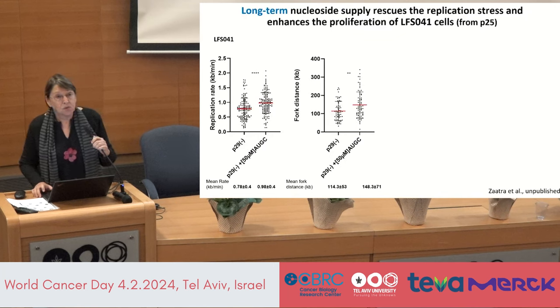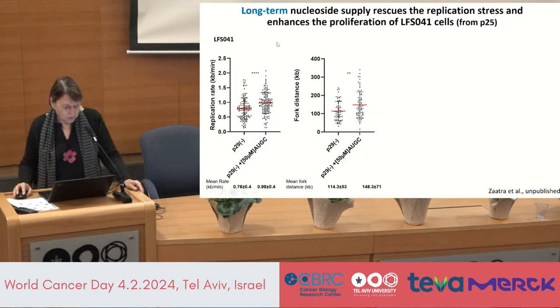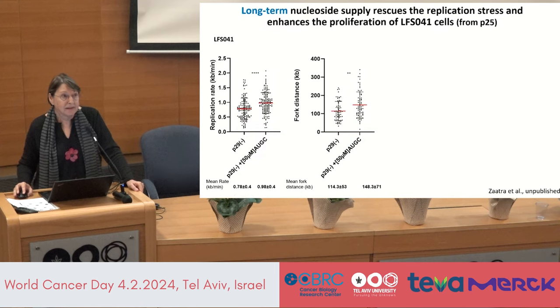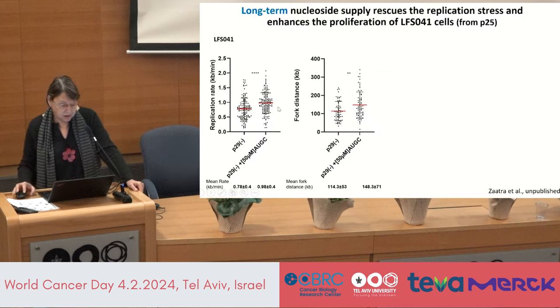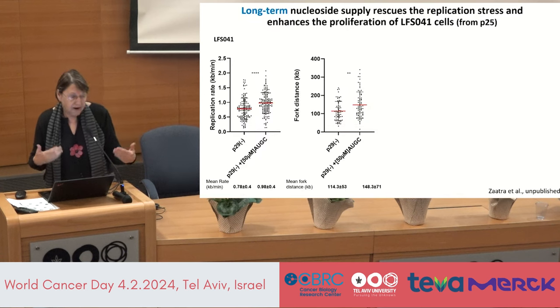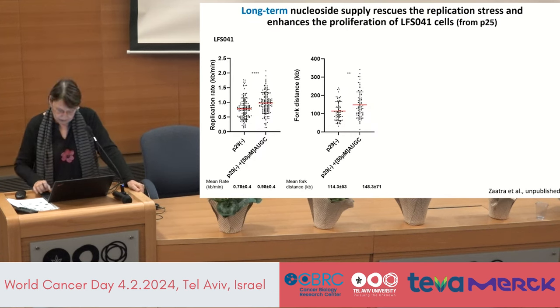And then we decided to treat the cells with exogenous nucleoside for a longer time. So we start before the crisis and we follow the cells. If we started to supplement the cells with exogenous nucleoside at passage 25, cells are still dividing, of course, and analyze them at passage 29, either with exogenous nucleoside or without. So we can see that the AUGC supplementation significantly rescued the replication fork progression, significantly increased the distance between adjacent origins, so fewer origins are firing, which is a sign of normal replication relative to the situation before that.